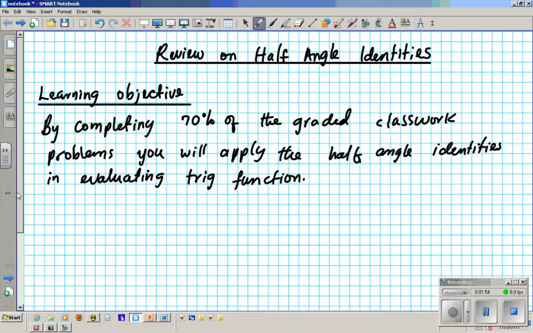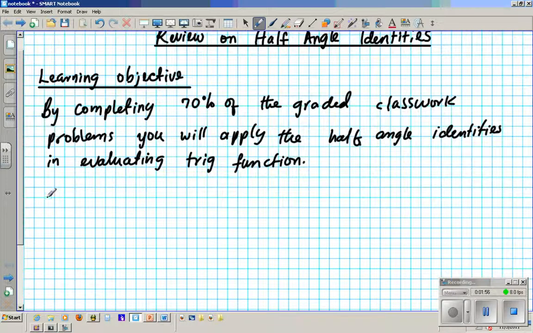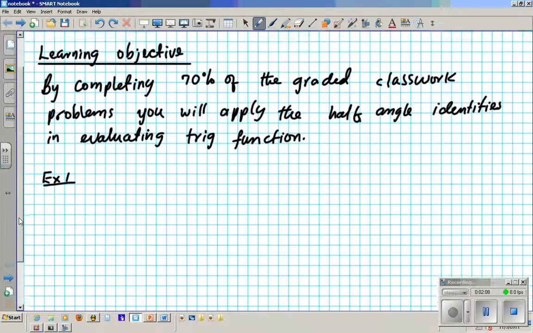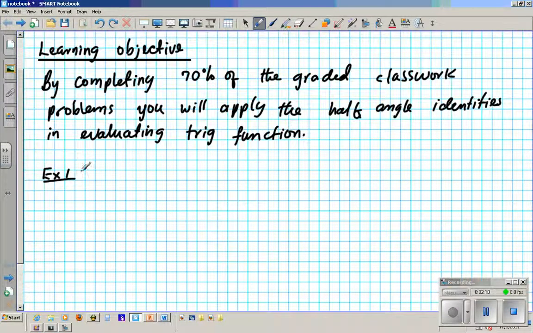Now let's take a look at an example. Example number one. Example one. So let's try this problem. Find the exact value of sine 7 pi over 8.